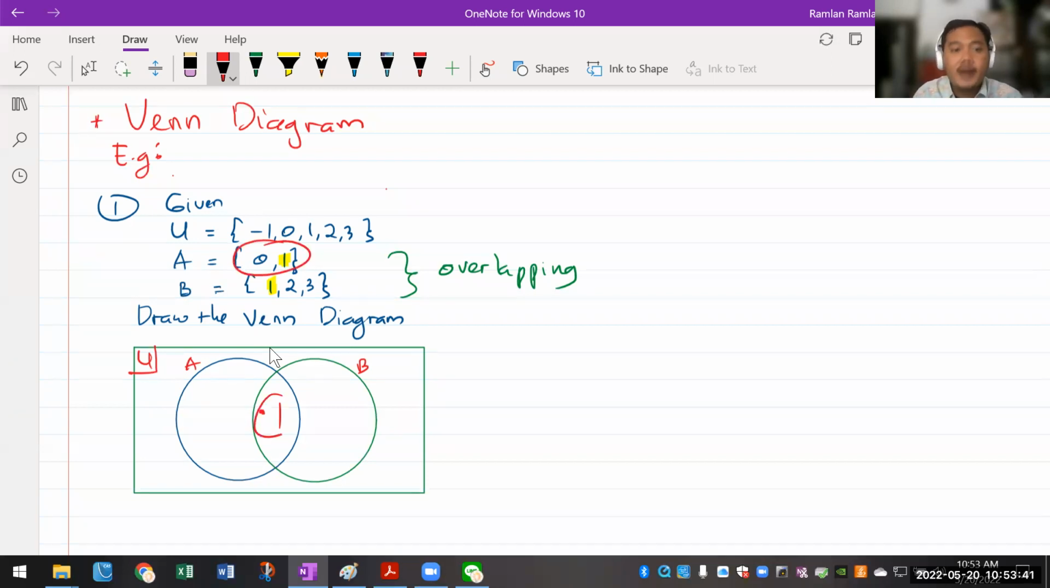You have already written the 1. You haven't written the 0, right? So it means that the 0 will be in the circle of A. The circle of A, this is this one. So which means that it will be over here. This is the 0. Yeah, yang ini nih.